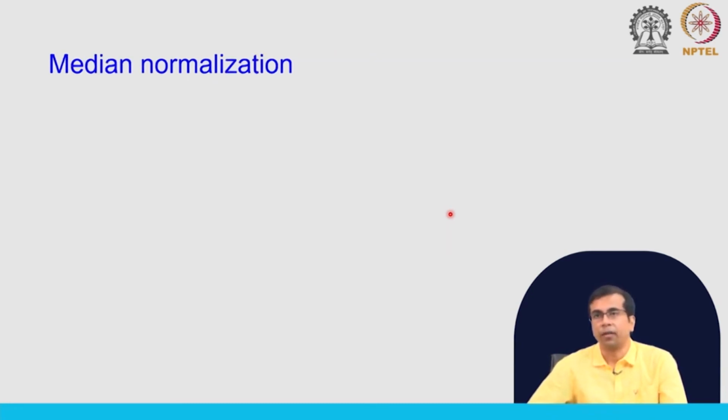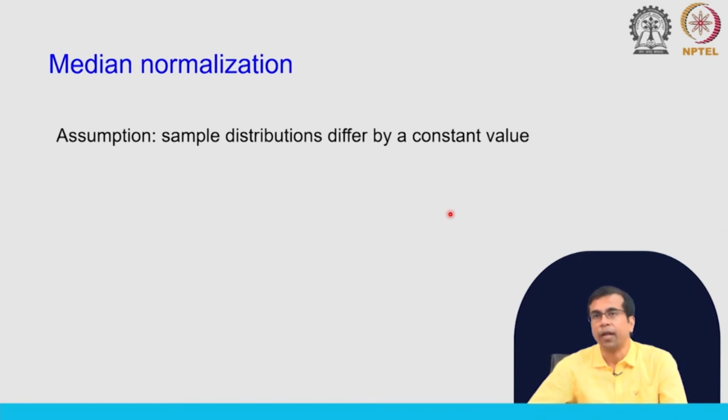Let us talk about median normalization. One of the assumptions in median normalization is that the read count distributions in the samples differ by a constant value. If you have seen these examples of 3 samples, the assumption here is that the distributions differ by a constant value, and we can simply scale these distributions to bring them to the same median.